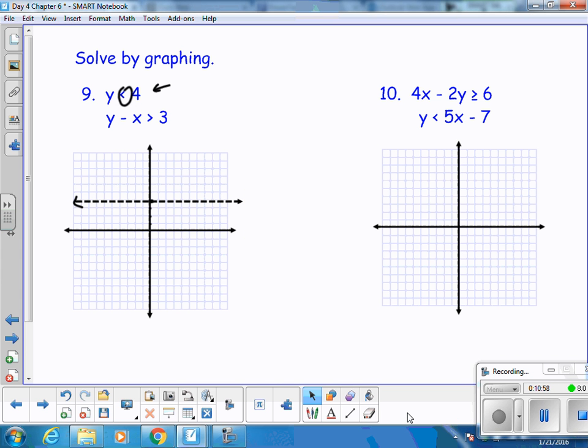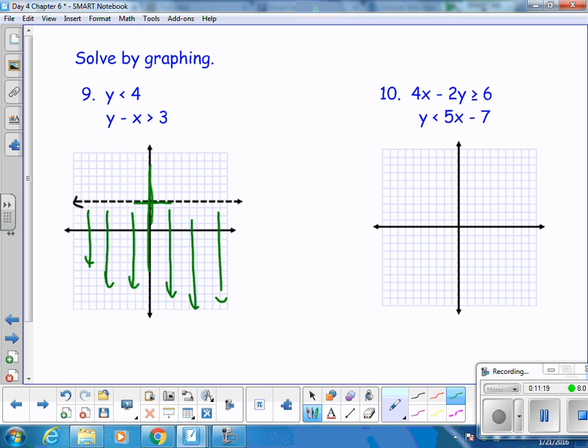Okay, and now I'm going to consider my shading. It says that y is less than 4. Y is less than 4. So when I consider my y-axis and my line, where is y going to be less than 4? It is going to be below. So I will be shading below on this one. Shading below.